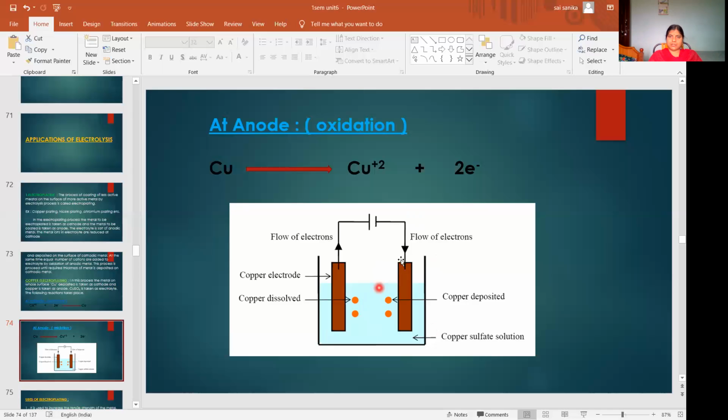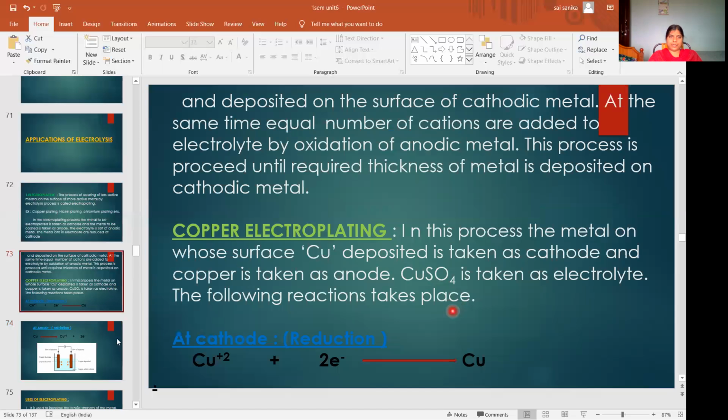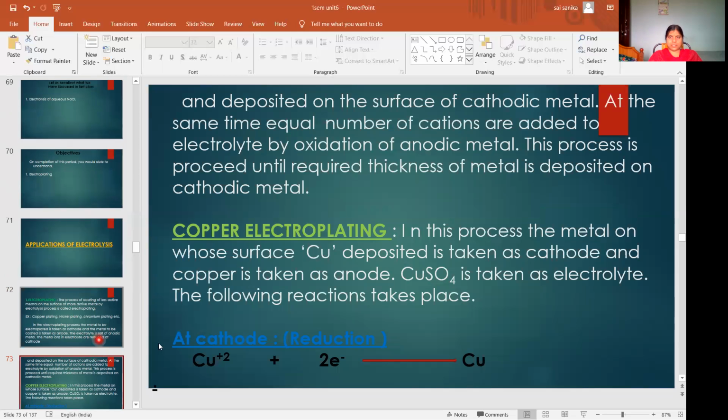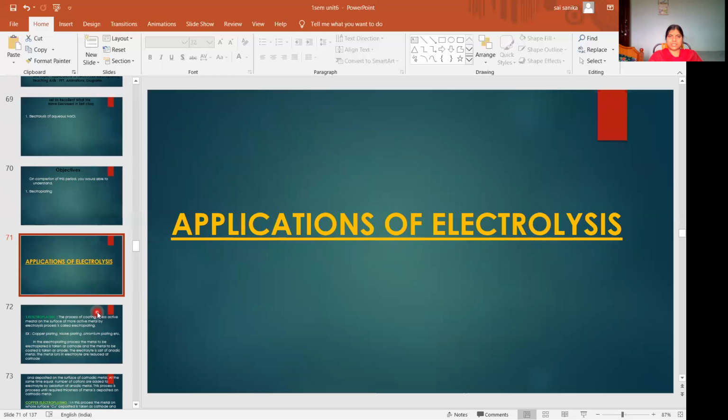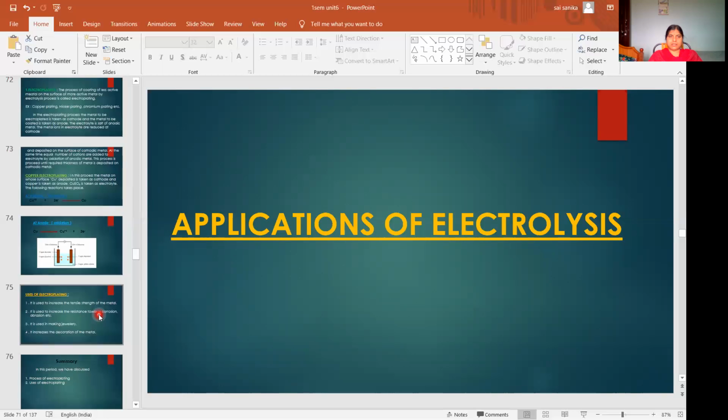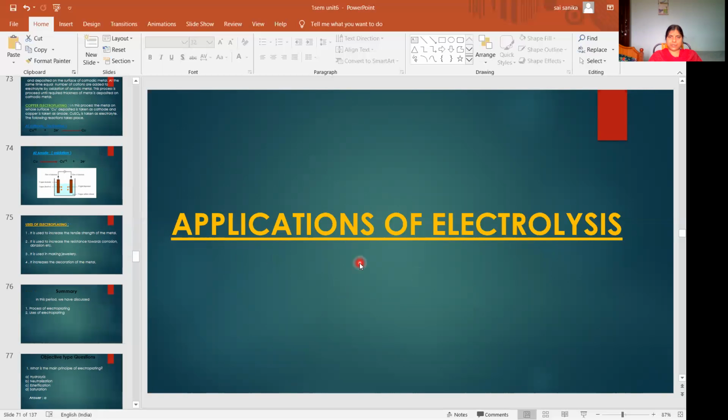This process continues till the required thickness of copper is obtained on this metal. Then you remove the battery and remove the cathode, and you will get that metal with copper plating. Like this we do copper plating. If you have any doubts, we will discuss in the next class. This is the first application of electrolysis. We have one more application, electrolytic refining, which we will discuss in the next class.